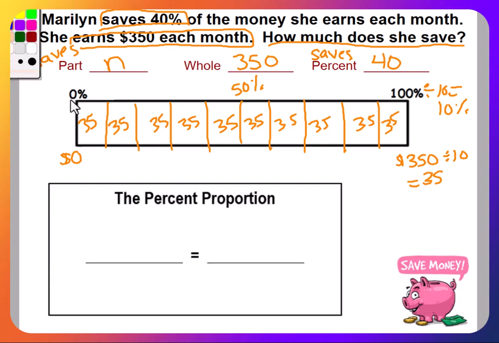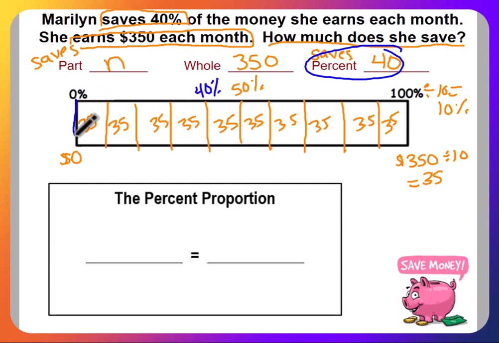Now we're looking for the part. What part do we want? The part that is 40%. So I come over here, if this is 50%, that means this is 40%. So that means from 0 to 40% is how much money. Each part is $35. I can add them up, or I can multiply 35 times 4. I know that one part is 35, so 10% is 35. If I add another 35, that gives me 70. If I add another 35, that's 105, and another 35 makes 140. So the part is $140.